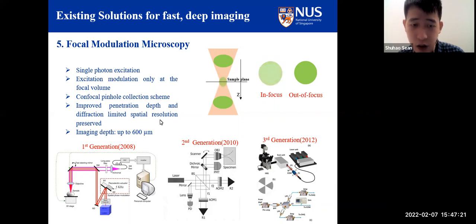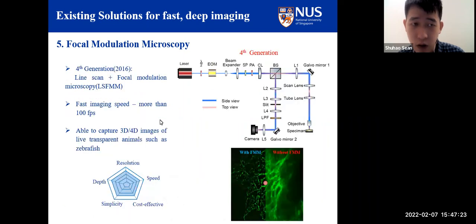However, all these setups are based on point scan. So in 2016, we combined it with the line scan technique. That's why we call it LSFMM, which means line scan focal modulation microscope. The feature of this system is that it has a very high imaging speed, can image more than 100 frames per second, and can capture 3D and 4D images of live transparent animals, such as the zebrafish. You can see the image comparison of this LSFMM here.